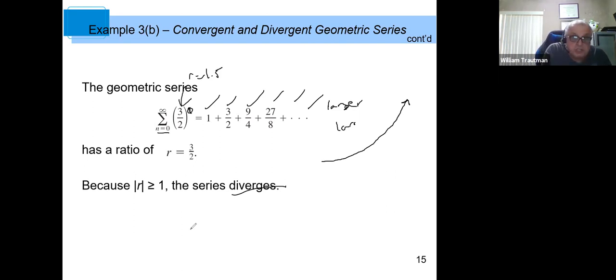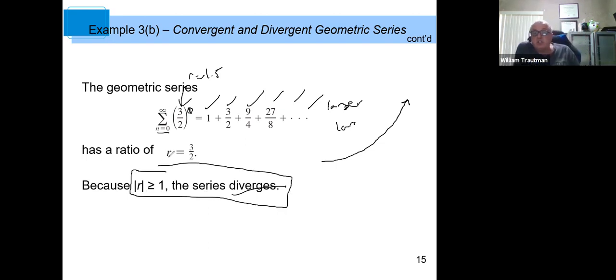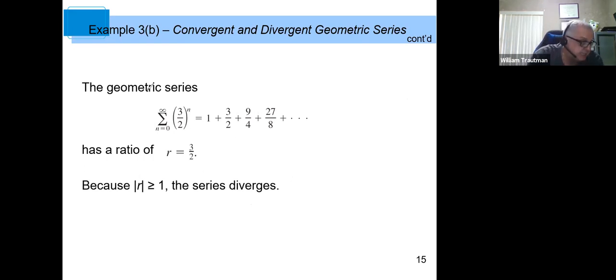That's a good little thing to write down. Anytime the absolute value of r is greater than or equal to 1, the series will diverge. It doesn't converge on anything. So definitely write that down: r greater than or equal to 1, the series diverges. And we're talking about geometric series, a fraction with a power that has a power.